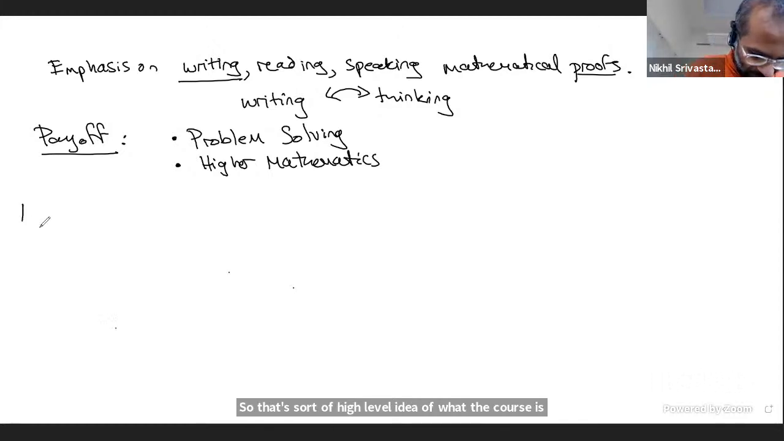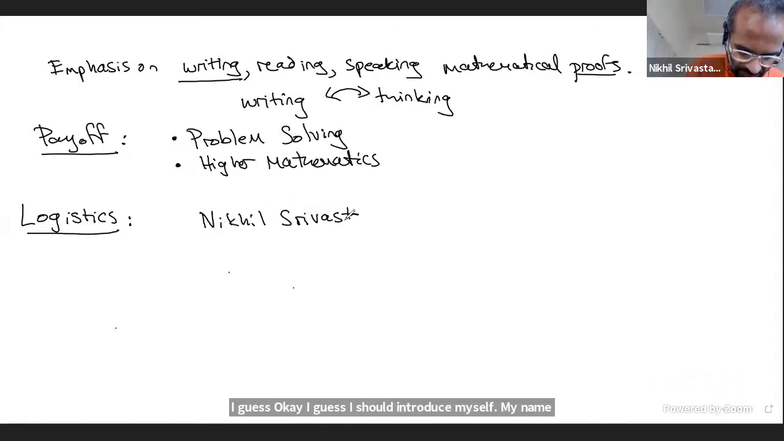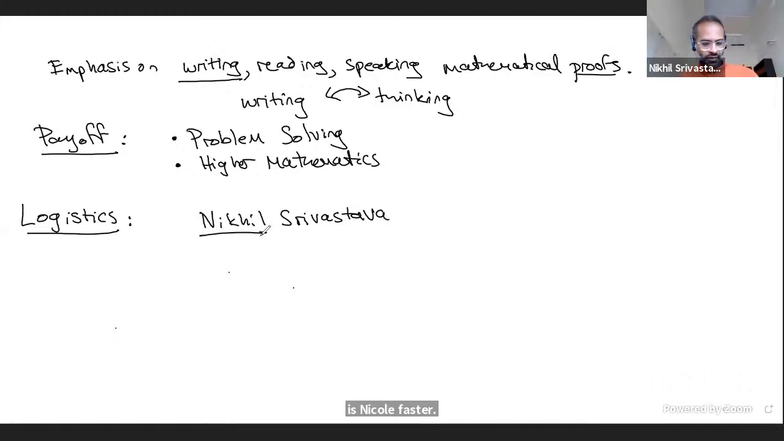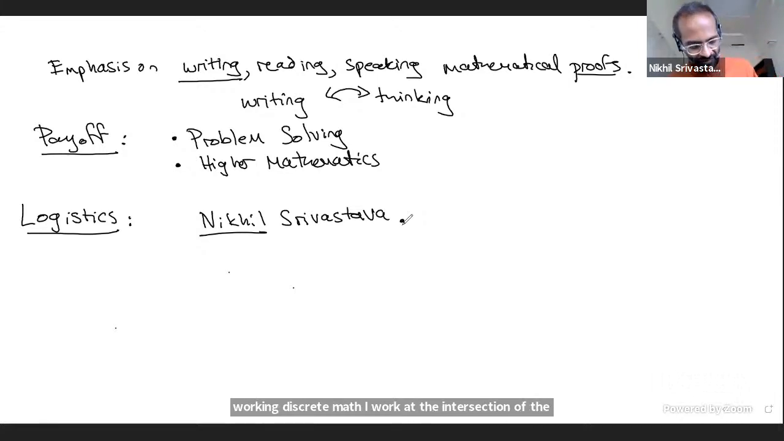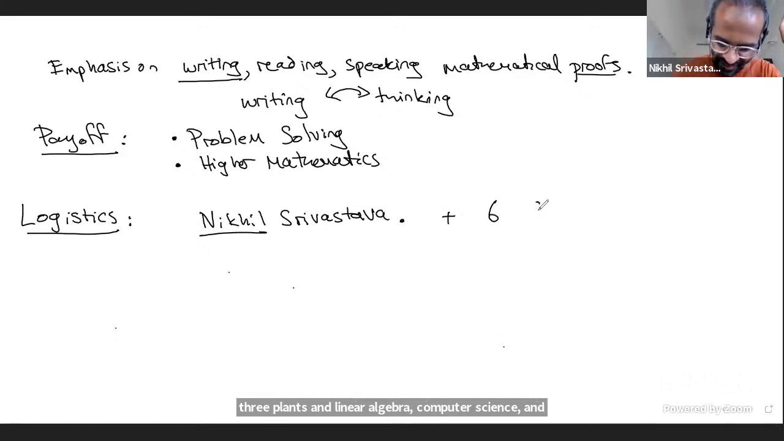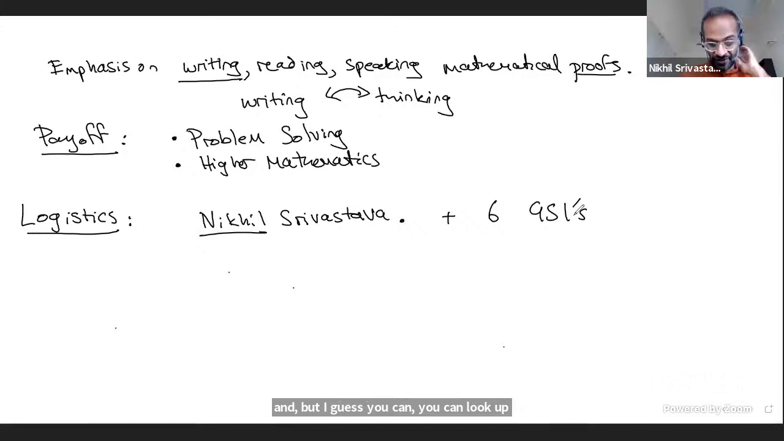I'll say a little bit about logistics. So I guess I should introduce myself. My name is Nikhil Srivastav, and you can just call me Nikhil. I have been here for 6 years, and I actually work in discrete math, at the intersection of discrete math, linear algebra and computer science. And we have 6 GSIs, and you can look up what section you're in, and you'll meet your GSI soon, next week.